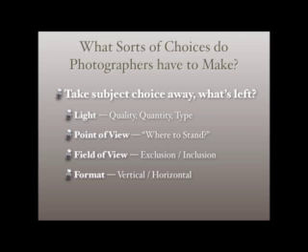And it seems to me that it boils down to these four essential things: light, point of view, field of view, and format. Light, the quality of light, the quantity of light was obviously very important in the 19th century. How much light was on the subject, the type of light.